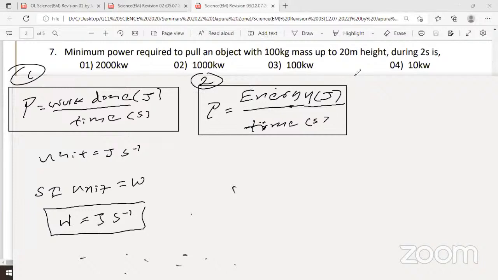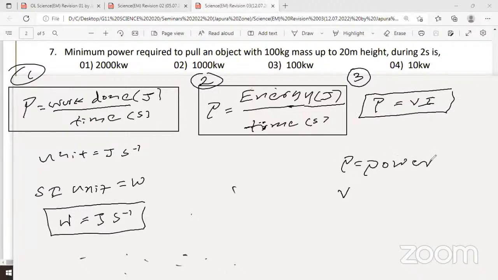Then there's one more equation to calculate power. The first two equations relate to the grade 10 syllabus. The third equation is in grade 11, and sometimes you might not have done this in school yet. That is P equals VI. What is P here? Power. V is voltage and I is current. That is electrical power.